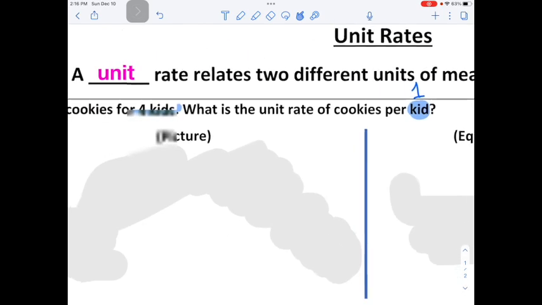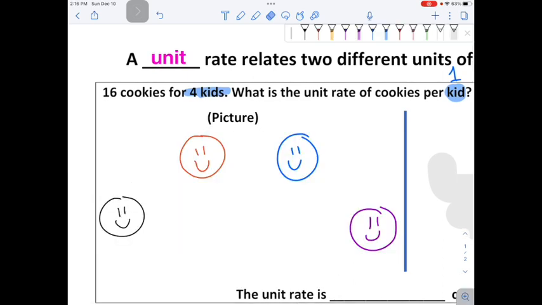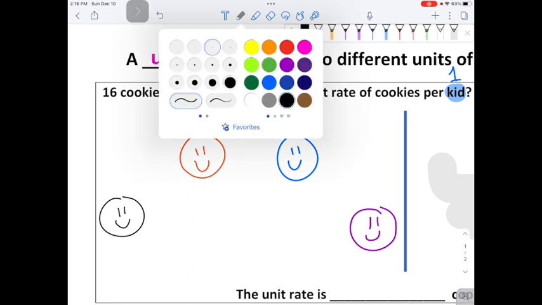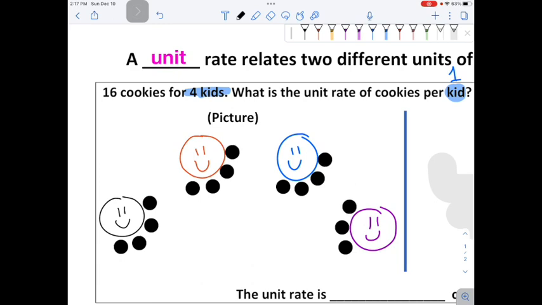So we're gonna draw a picture. Here are my 4 happy children. Woohoo! You should draw 4 happy children. They are going to equally split 16 cookies. So my cookies, let's call them Oreo cookies. And I'll make this a little bit bigger here. And we'll split 16. 1, 2, 3, 4. Right now they all have 1 cookie. 5, 6, 7, 8. They all have 2 cookies. 9, 10, 11, 12, 13, 14, 15, 16.